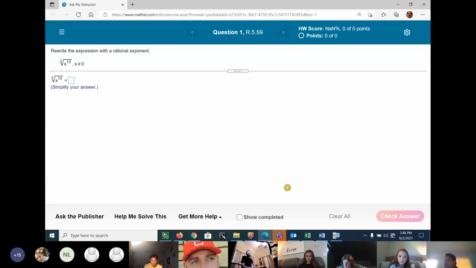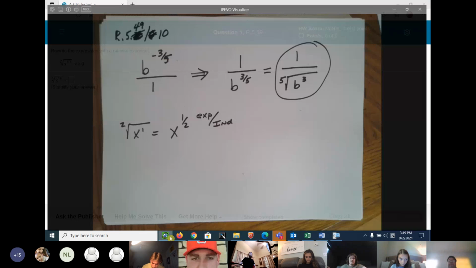of x to the 10th power. Well, remember, the square root of x to the 1st is equal to x to the 1/2. So what's the exponent? X to the 10, Hubert, and divided by 2, which is x to the what? I'm sorry, I suck. There we go.